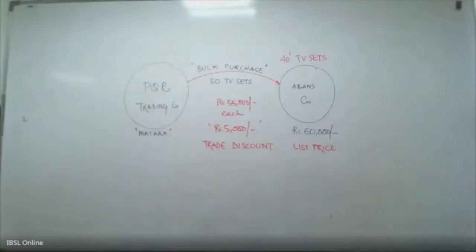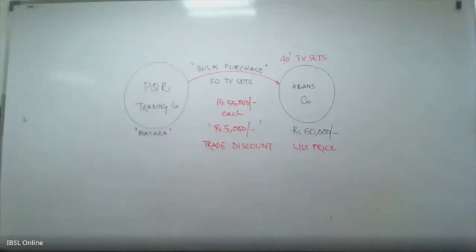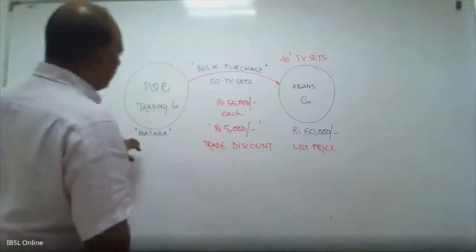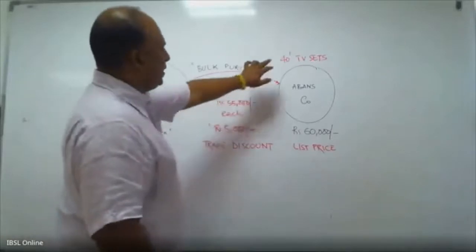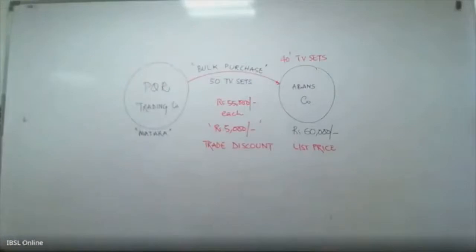So last week we started with the two concepts, trade discount and the cash discount. Out of that, we were looking at what a trade discount is. I am referring to the same example which we had last week, which is available on the board as well as you might have taken down last week. In this example, the company PQR Trading Company, which is located in Mathura, is buying 50 TV sets, which are 40 inches, from Abbas Company, so it is a bulk purchase.